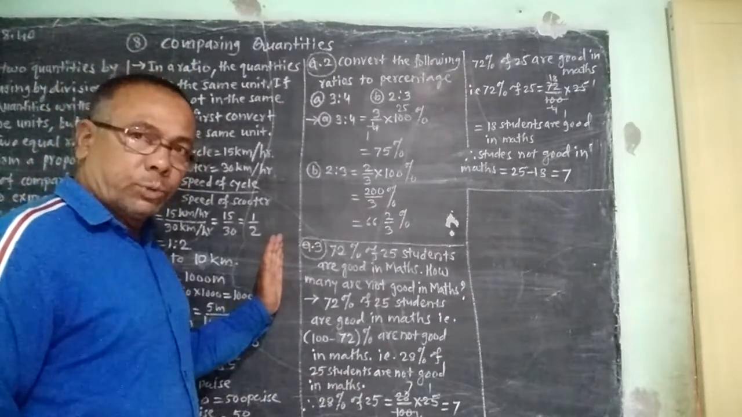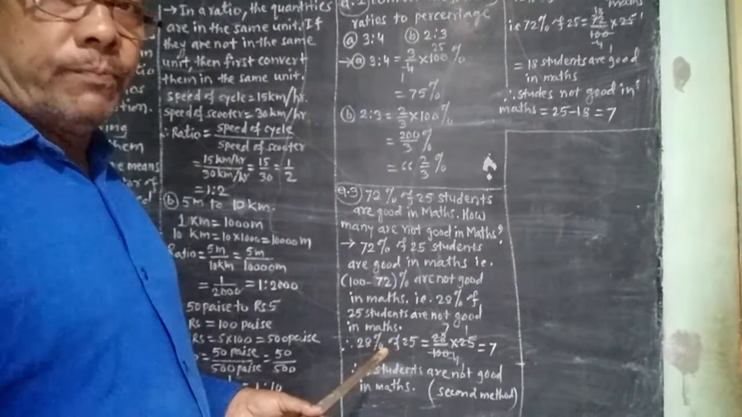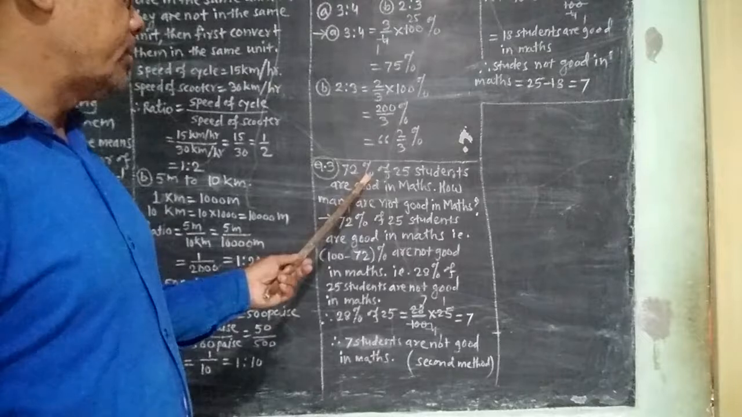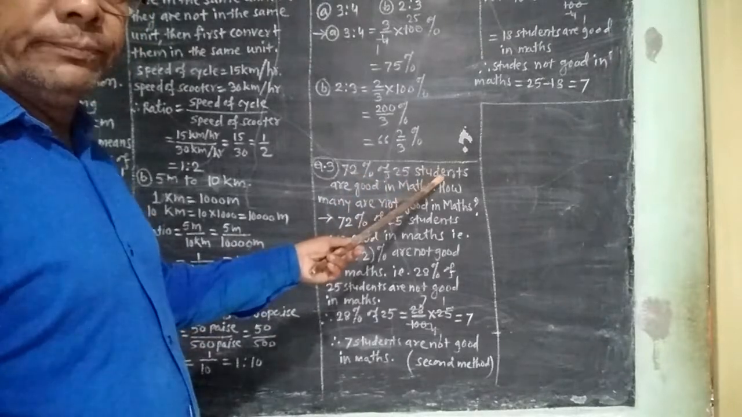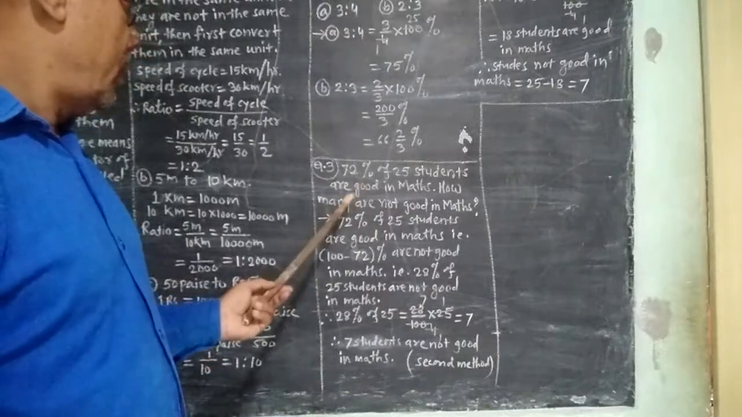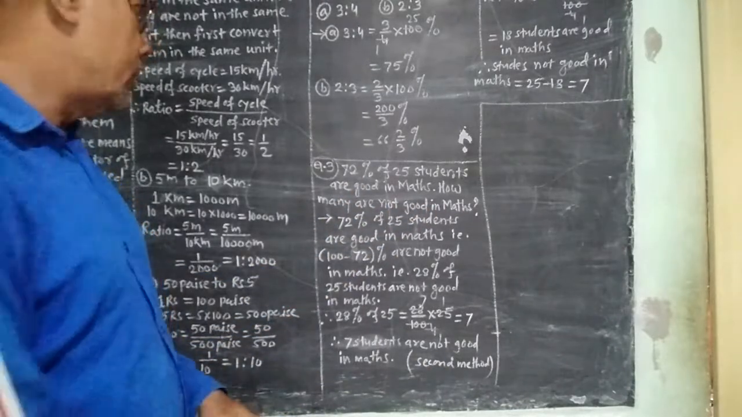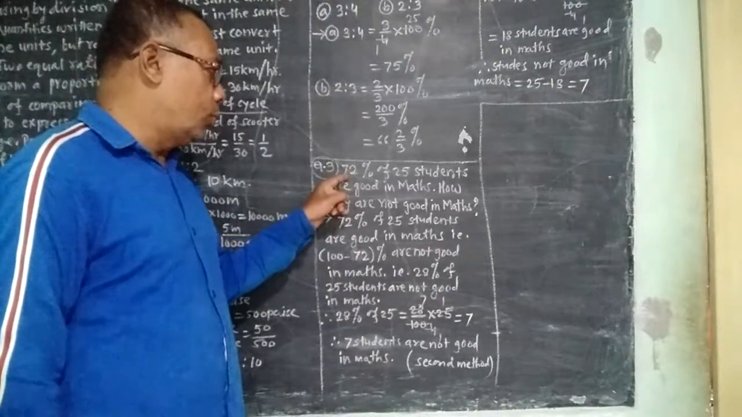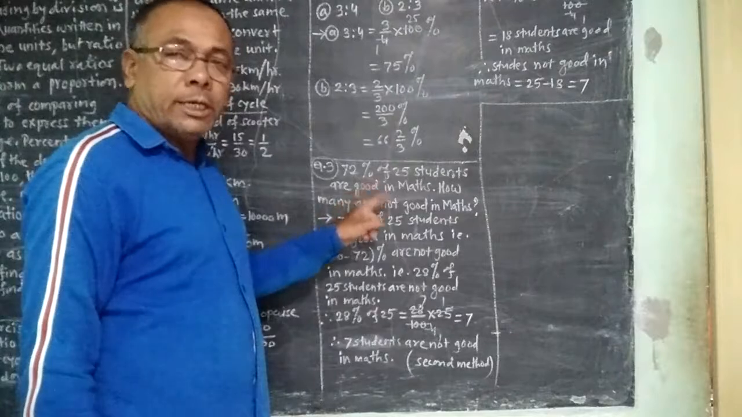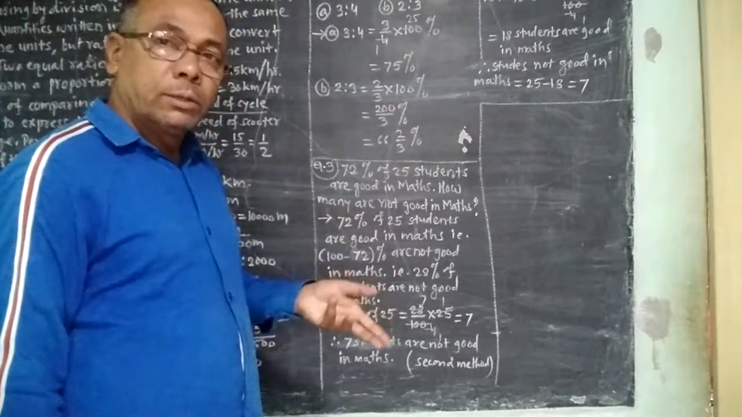Now the third question we have to see here is that 72% of 25 students are good in maths. Then how many are not good in maths? Here we have to remember that 72% of 25 students are good in maths, and we are asked how many are not good in maths.